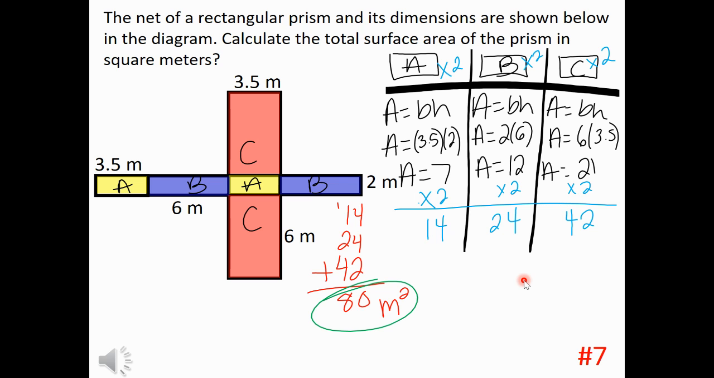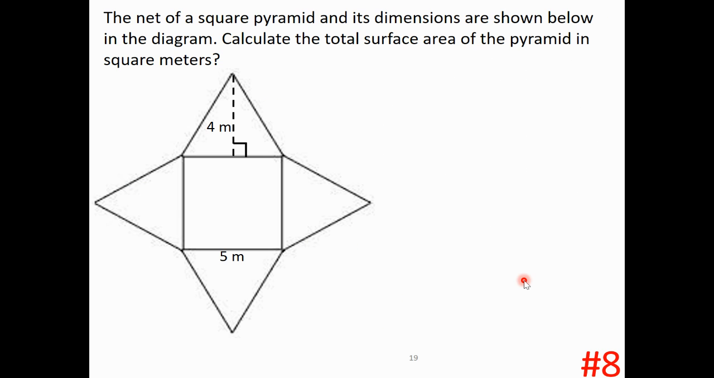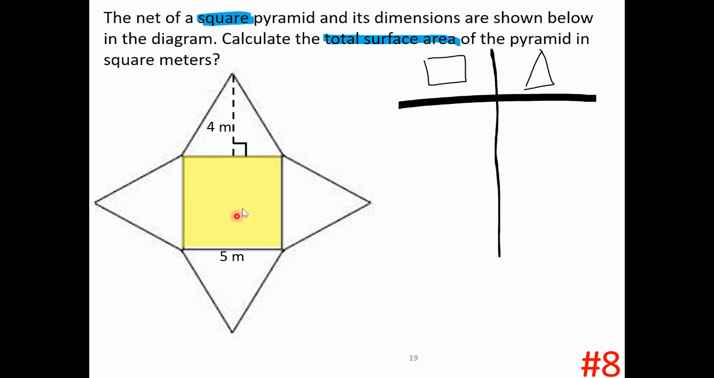I'm going to go over one more. This has a lot of steps. You just have to work slowly and be very careful with this and make sure you know what you're looking at. So now we have a net of a square pyramid and its dimensions are shown below in the diagram. Calculate the total surface area of the pyramid in square meters. So again, we're looking for first the shapes of the figures. So we have a square on the bottom. We know it's a square because they told us in the story that this is a square.